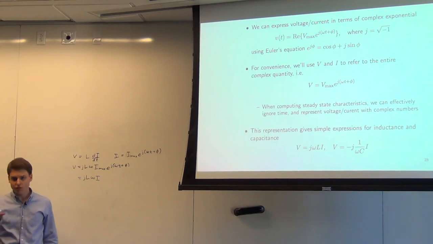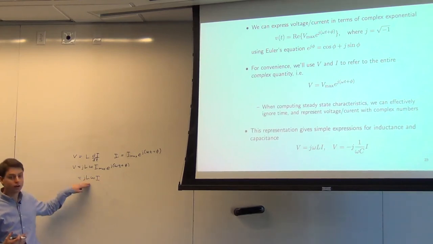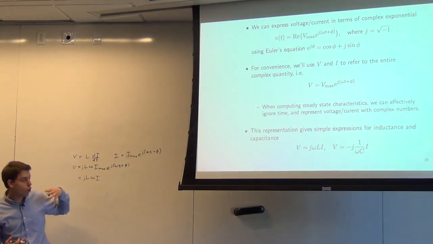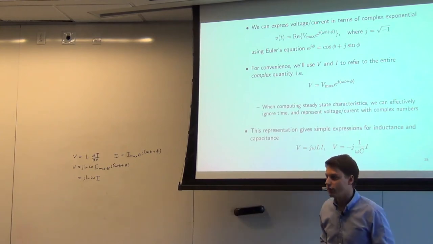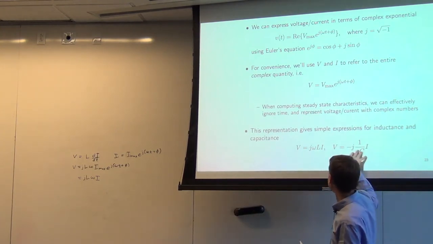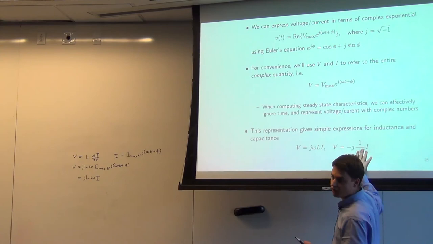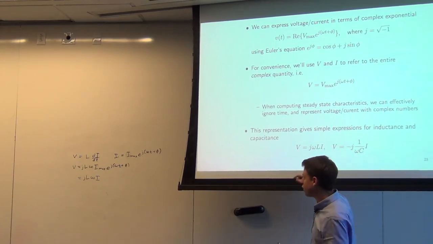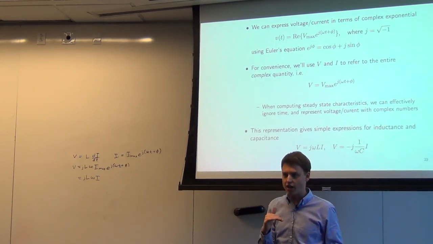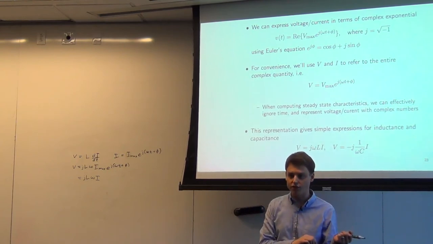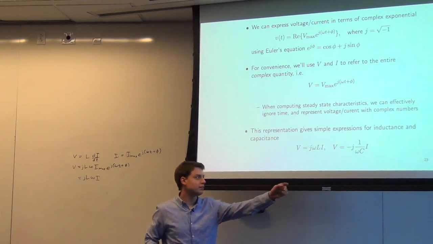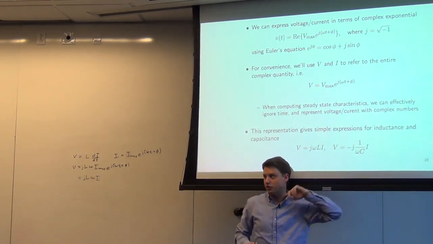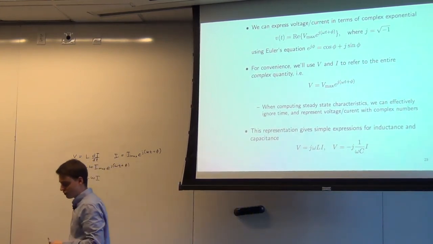So this notation gives us very succinct ways of expressing Ohm's law for inductors and for capacitors. And if you do the same thing for a capacitor, you get this equation here. The voltage equals this thing. There's a negative sign here because when you divide by j, you invert the sign too. But you might want to go ahead and check to make sure you get that same thing when you do the derivatives there.